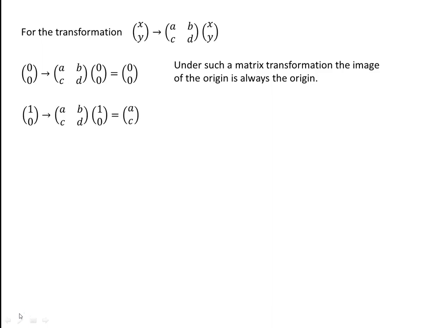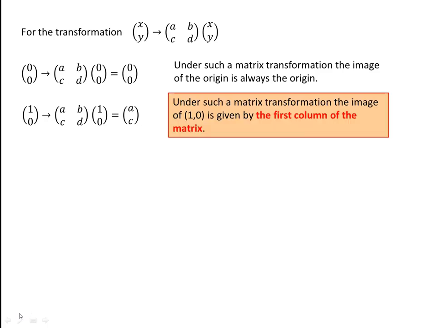Now if we consider the point 1, 0, well 1, 0 will go to ABCD times 1, 0, which gives me a times 1 plus b times 0, which is a as the top element, and c times 1 plus d times 0, which is c for the bottom element. So the image of the point 1, 0 is given by the first column of the matrix.